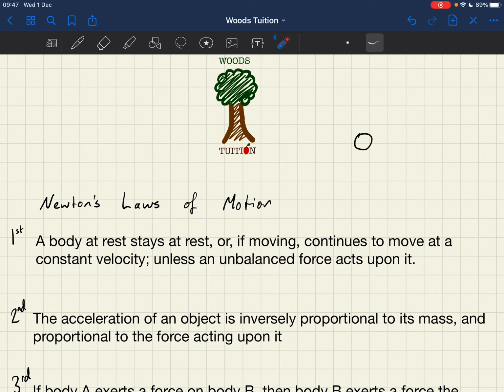So the second part of this says if a body is moving, it continues to move at a constant velocity unless an unbalanced force acts on it. So if I were to kick this ball, it would continue to roll at a constant velocity. But we know from real life that it won't roll forever. It'll eventually slow down. And that's due to the frictional forces that are acting on it. So you've got the friction from the ball against the ground, and then you've also got things like air resistance. So essentially that's Newton's first law of motion.